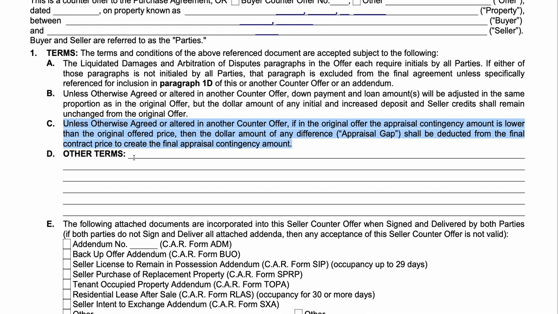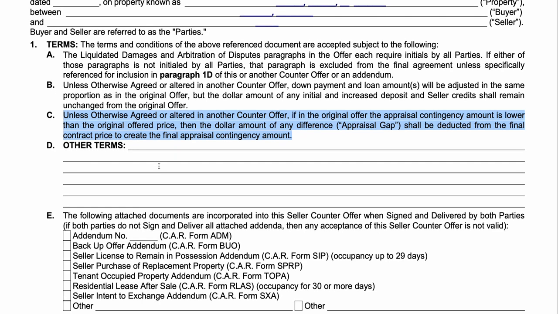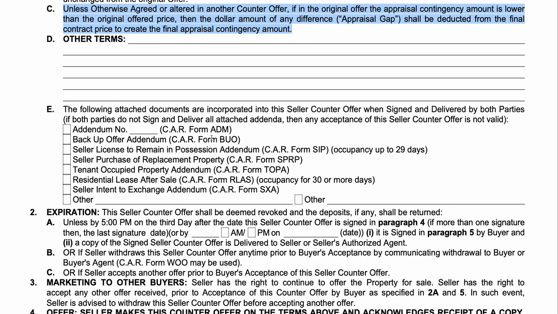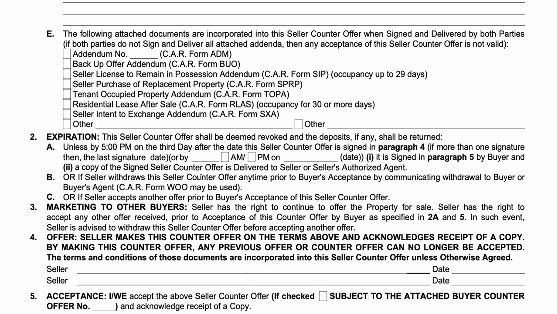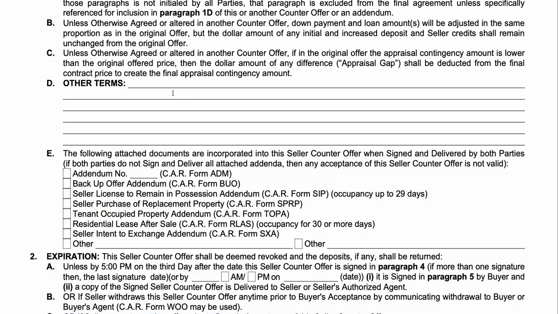Other terms is where you write only what you're changing from the purchase agreement. That's it. Sometimes people rewrite terms in the purchase agreement. There's no need to. Sometimes people write everything else to remain unchanged. There's no need to. You only write what you're changing, okay? And then this is a list of different addenda that you can add to the counter, and that's it. We're done. This form should be so simple. A counteroffer is the most simple form ever. It's literally the only thing that you don't agree to in the preceding form.